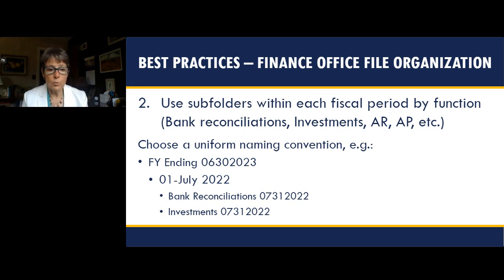You want to choose a uniform naming convention. So for example, if you have a FY folder, you're going to want your 06/30/2023 or 6.30.2023 or whatever you come up with, just be consistent. And then under that, you'll have your fiscal period of July. And then under that, you'll have your bank reconciliations subfolder or the bank reconciliations themselves.